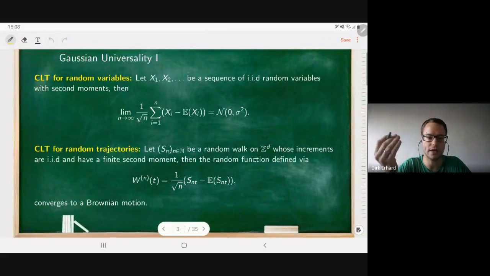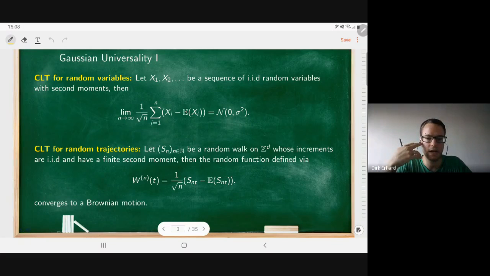Well, you do it in the usual way. You look at the random walk at time nt, you center it, divide by square root of n. This object depends on t, so it defines a function, and it converges to a Brownian motion. And well, what the two results have in common is that in both cases, the limit is Gaussian.